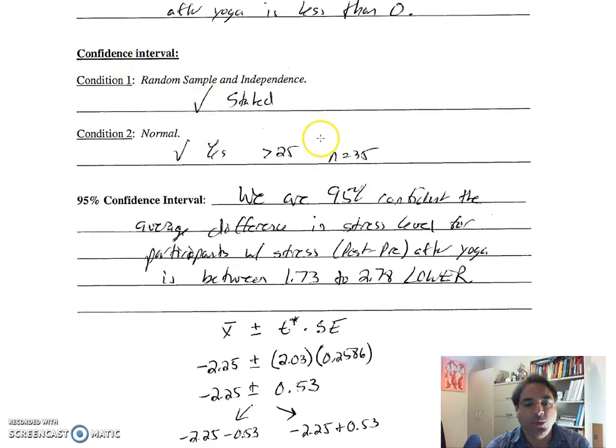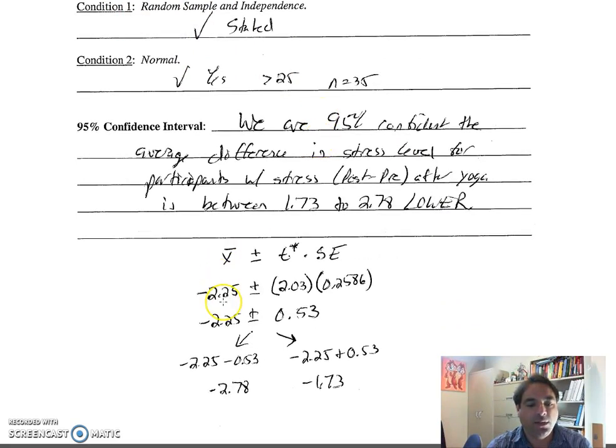So again, it's random, it's normal, and our confidence interval is x bar, negative 2.25, plus or minus t star, 2.03, times our SE, 0.2586, negative 2.25 plus or minus 0.53, gives us negative 2.78 and negative 1.73. Notice both those numbers are lower than 0, which is what we said, and the negatives means lower. So when I interpret it, I'm not going to put negative, I'm going to write lower. So we are 95% confident the average difference in stress level for participants with stress, post minus pre after yoga, is between 1.73 to 2.78 lower.